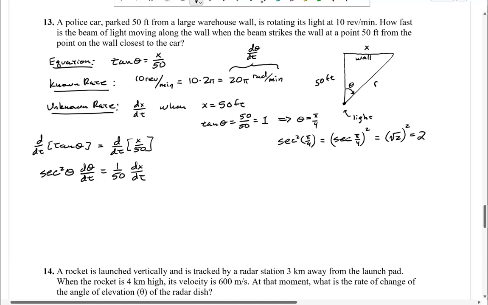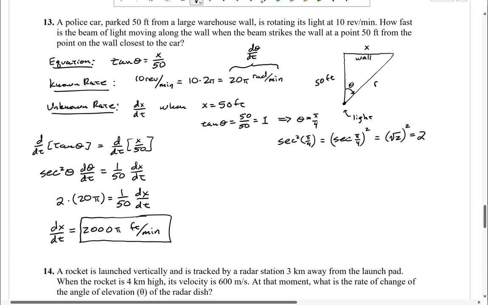So now we're ready to plug in what we know. We have 2 times 20 pi is equal to 1 over 50 dx/dt. That'll give us dx/dt. When we multiply both sides by 50, we should get 2,000 pi feet per minute, since x is measured in feet. Pause the video, do number 14.